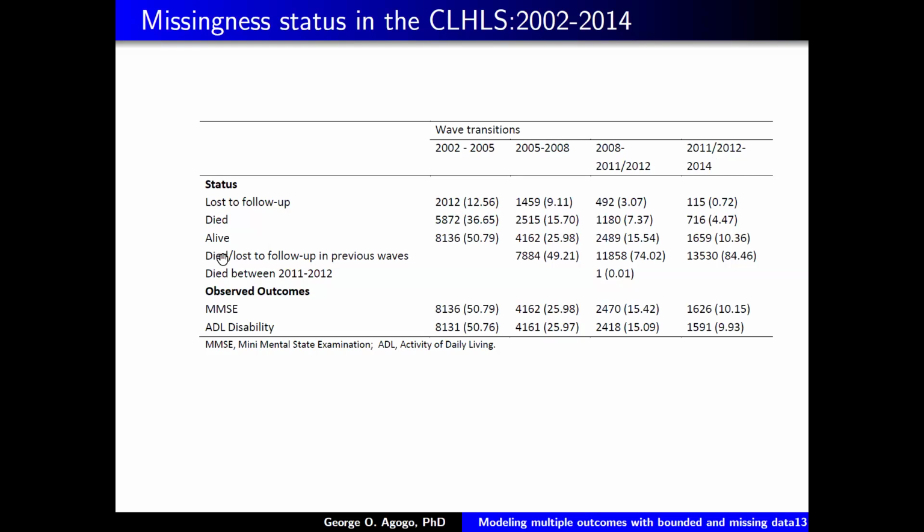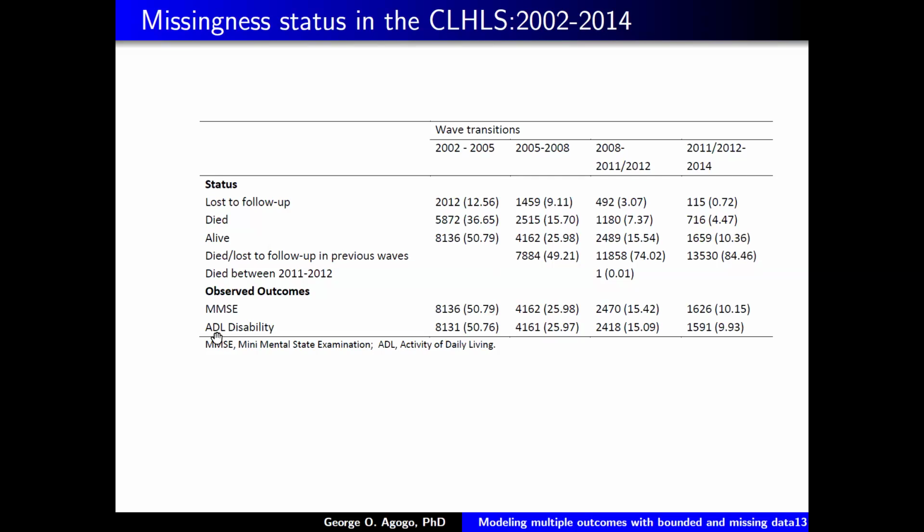But basically what this means is that if you focus attention on the last column, you see that by the end of the study, there were only 10.4% of the participants still alive. A whopping 84.5% either died or were lost to follow-up by the end of the wave. So that's a lot. Now, for the MMSE score, in the first wave, we only had about 51% of the observations. By the end of the wave, there were only 10.2%. So there's a lot of missingness here.